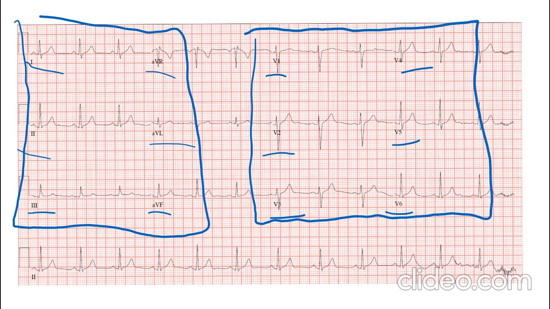And then there's one lead down here. It's just commonly lead 2, but it doesn't have to be lead 2. And this is your rhythm strip because it shows over the course of the entire recording a single strip from a single lead, and this can be variable.